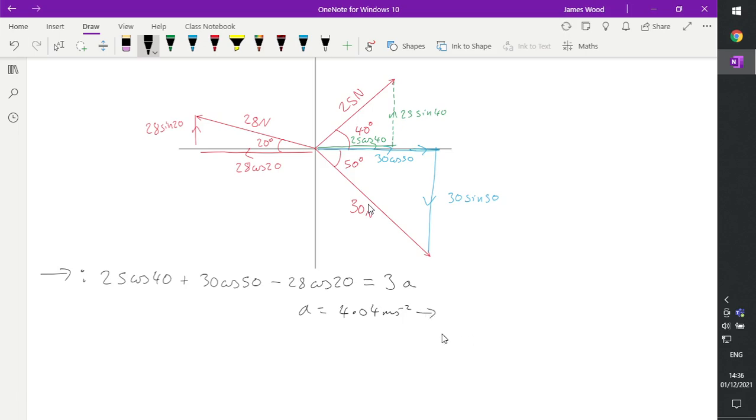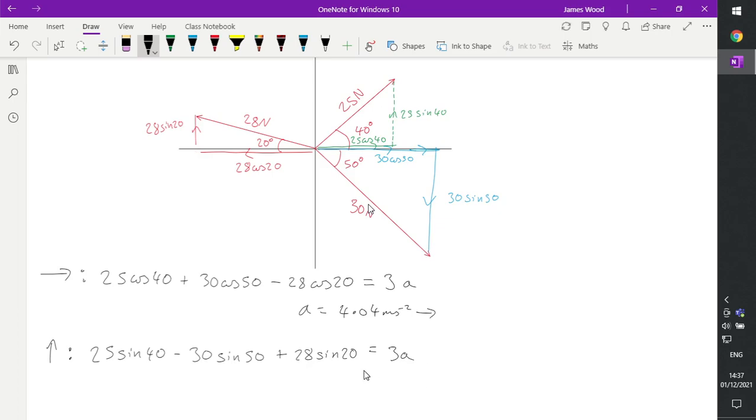If it comes out as a positive number, that must be to the right in the direction that I've modelled it. If it came out negative, that would be overall to the left. Now I've got to do the vertical forces. So I'm going to choose up as my positive direction. So I've got 25 sine 40 minus 30 sine 50 and then plus 28 sine 20. Just be careful with the sign. So 25 sine 40 is positive because it's upwards. This one is negative because it's downwards. This one here is positive because it's upwards. And again, that equals 3a.